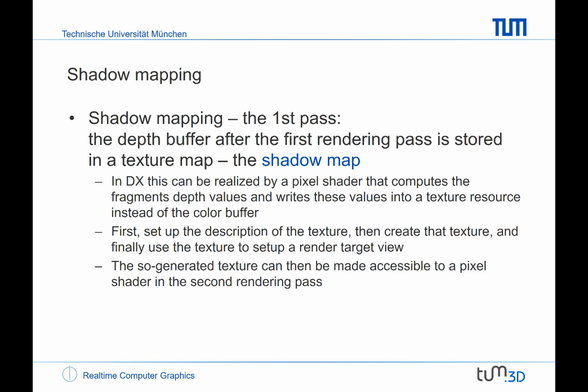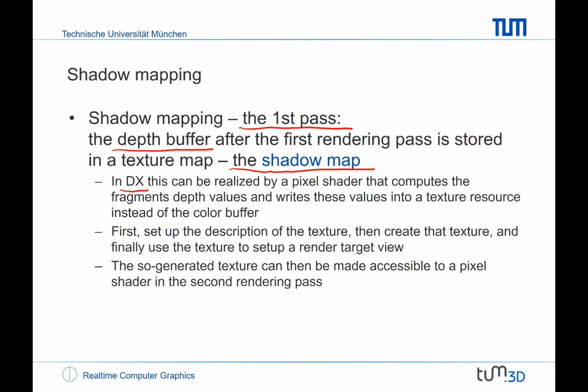So let me summarize. Shadow mapping, the first pass, is essentially rendering the scene from the light source, and the depth buffer after that first rendering pass is then stored in a texture map. This is what we call the shadow map. A little bit about how this is realized in DX, the graphics API. This can simply be realized by a pixel shader that computes the fragment's depth values and writes these values into a texture resource instead of a color buffer. We have seen this in some of the shader codes we have looked at, without going into further details.